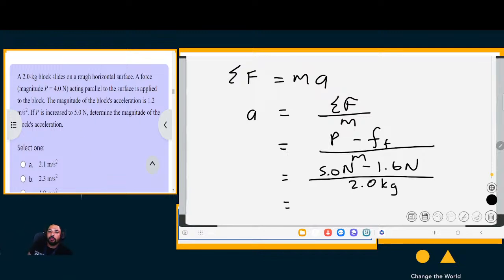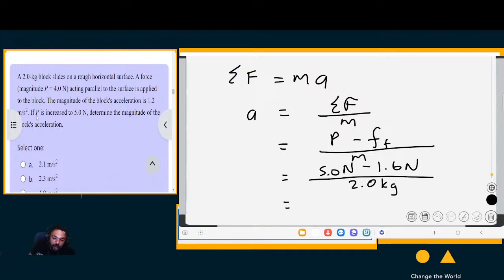Can I just ask, if we increase the applied force P to 5 newtons, what is going to happen to the acceleration? The original acceleration was, let me just check, 1.2 meters per second. Do you think the new acceleration is going to be higher or lower?